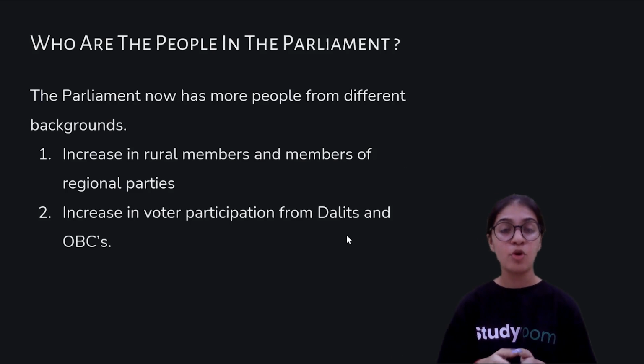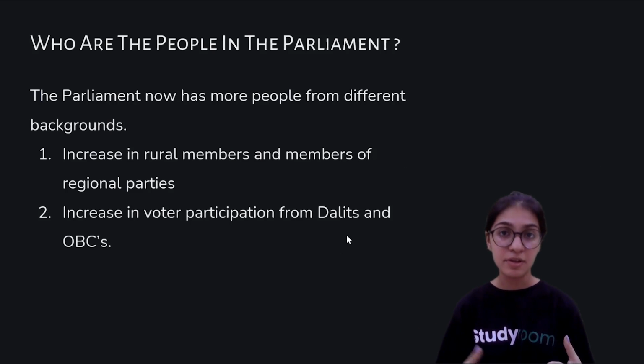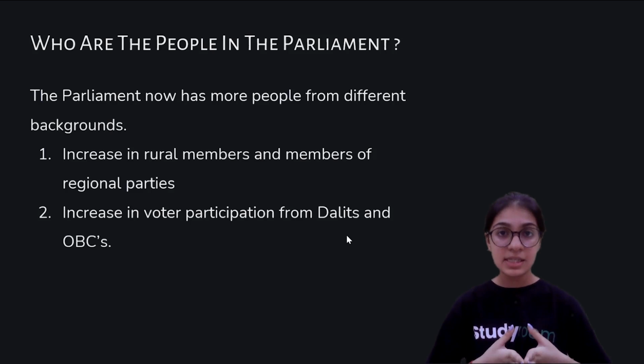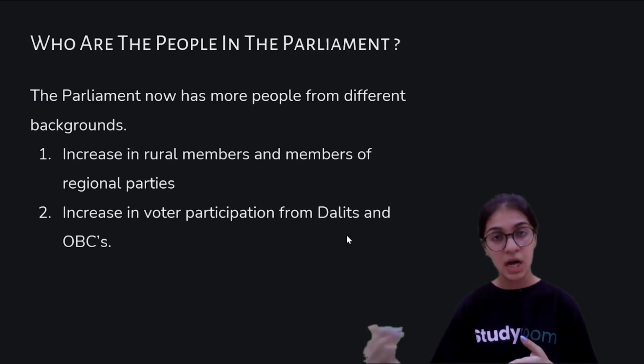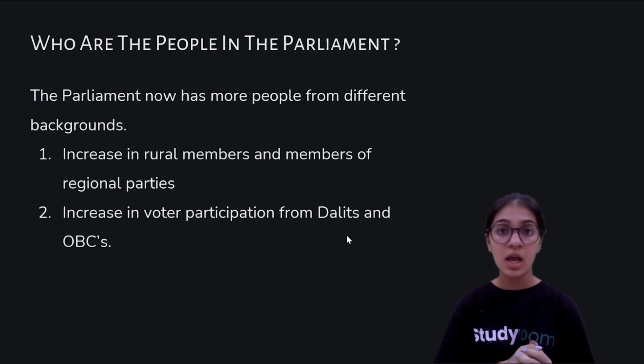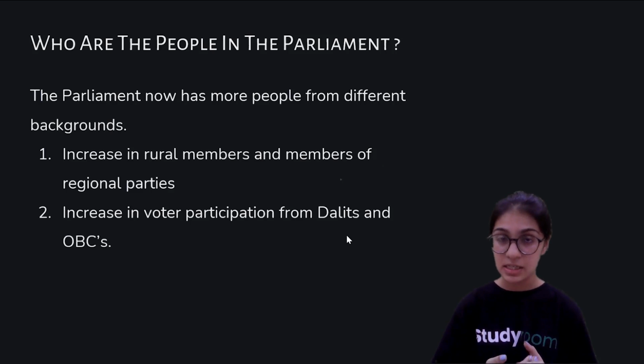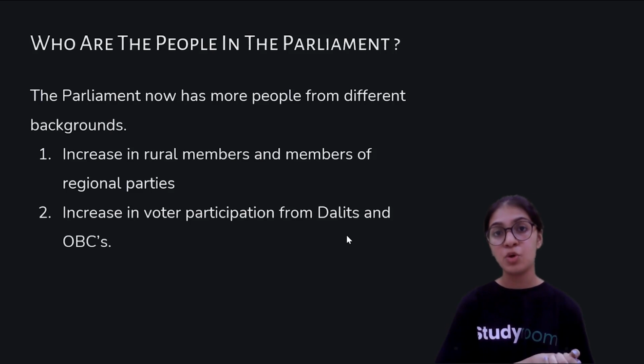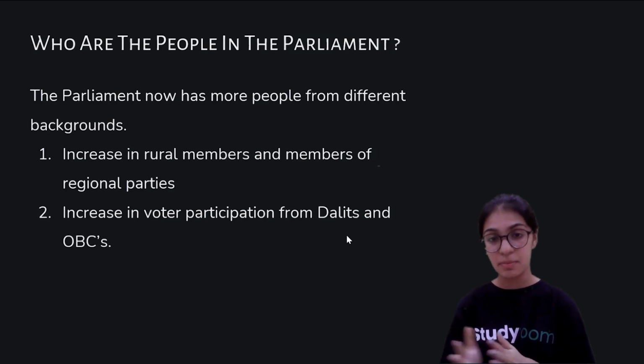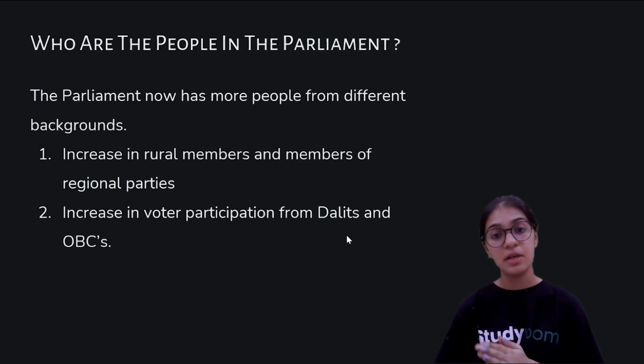They are also from the regional parties, and among the people who vote for their representatives, the participation of the Dalits and the OBCs, the other backward castes, is also increasing. Earlier, the Dalits and OBCs used not to cast votes to elect their representative, whether MLA or MP. But now even the Dalits and OBCs vote to elect their MP or MLA for the state, or MP for the Lok Sabha. We can say that there is an increase in voter participation from the Dalits and OBCs.